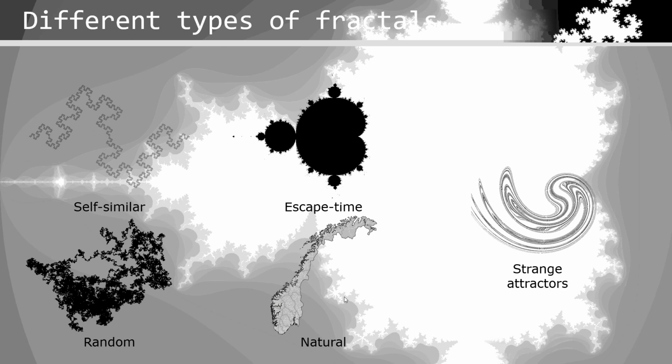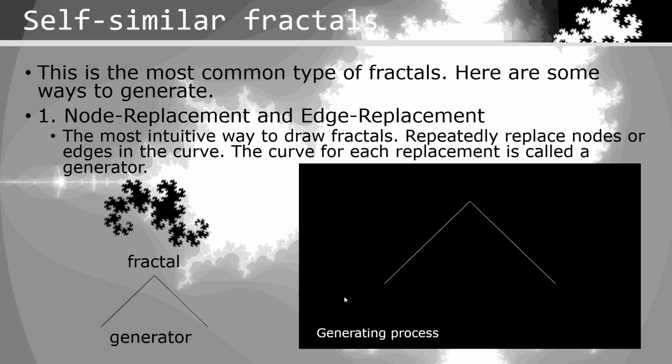We can see that there are different types of fractals. We can categorize them into some classes by ways of generating them. There are 5 such classes: self-similar, escape time, strange attractors, random and natural fractals. The most common type of fractals is self-similar fractals, whose part is often exactly similar to the whole.